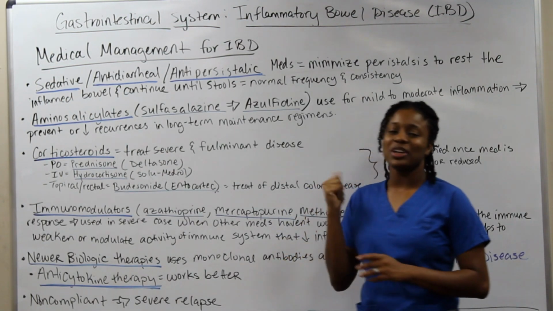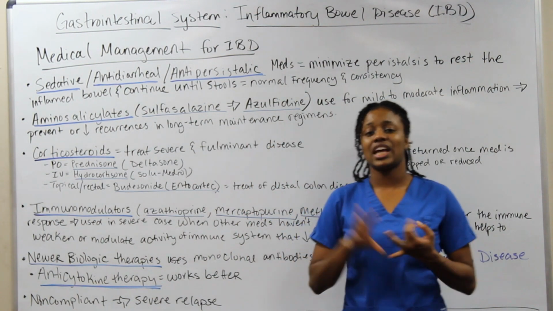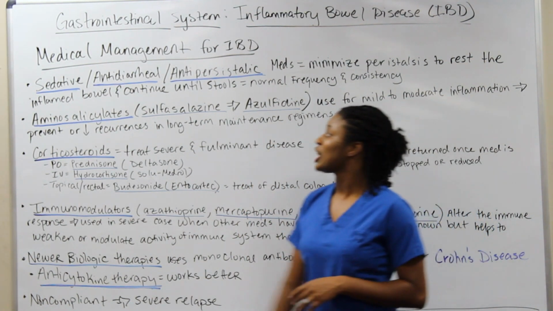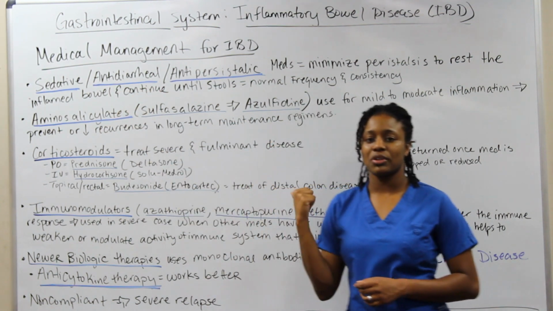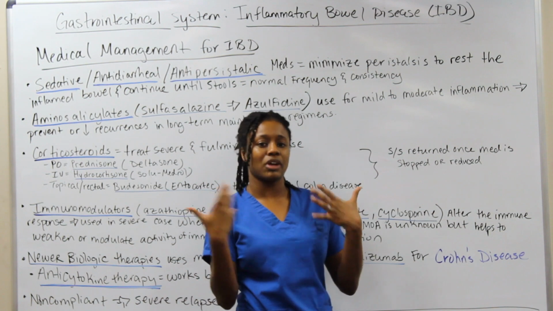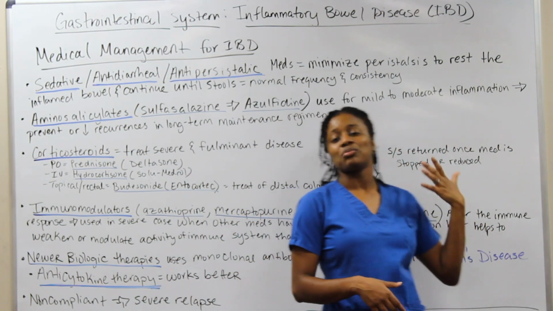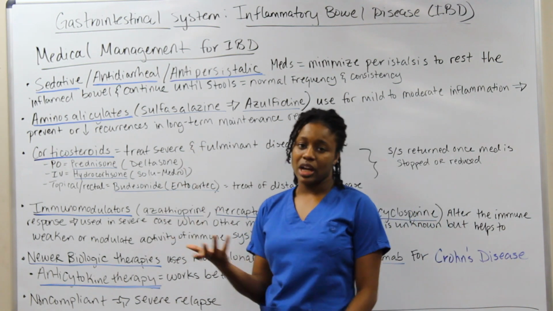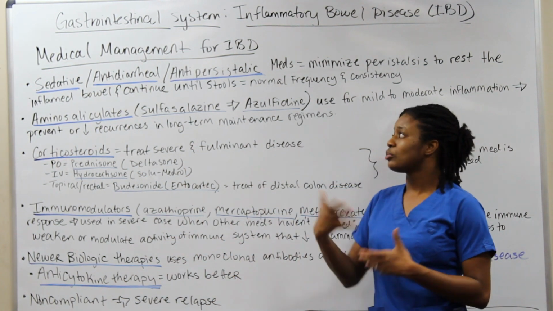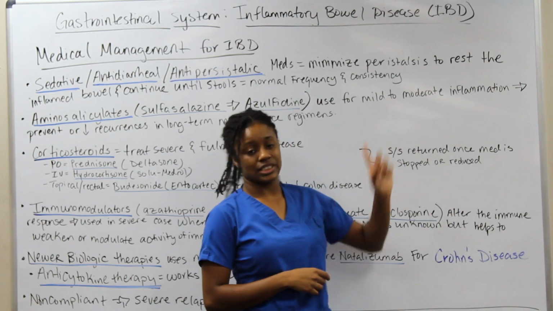All right, so now we have the medical management of both of them, Crohn's disease and ulcerative colitis, okay? So we have sedative, antidiarrheal, and anti-peristaltic medications, and what they're going to do is minimize the amount of peristalsis that is going to happen, okay? So that helps to rest the inflamed bowels, and it's going to continue this treatment until the stool is somewhat at a normal frequency or consistency, all right?